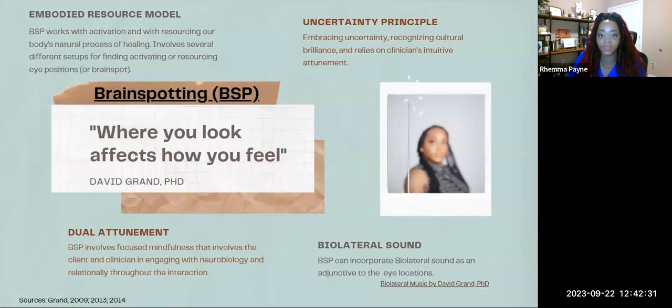So similarly with EMDR and BrainSpotting, we're just going to look at a snapshot of some of these tenets that popped out to me. Towards the top left, I call it this embodied resource model. There's so much connection between both of these approaches that really pay attention to the body, like I just mentioned, of just where do you feel this in your body? I'd say BrainSpotting really has built in a resource model to sit with your body as a resource.